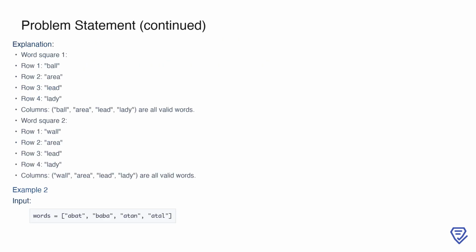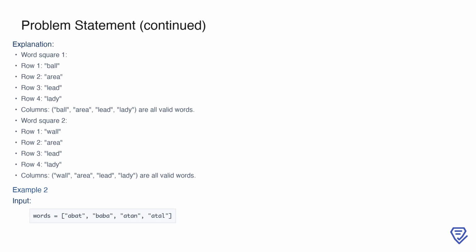Now, let's break down why these word squares are valid. In the first word square, the rows are ball, area, lead, and lady. If you read down the columns, you also get ball, area, lead, and lady, which are all valid words from the input list. Similarly, in the second word square, the rows are wall, area, lead, and lady. Again, reading down the columns gives wall, area, lead, and lady, which are valid words. This demonstrates how the rows and columns must align perfectly to satisfy the word square conditions.